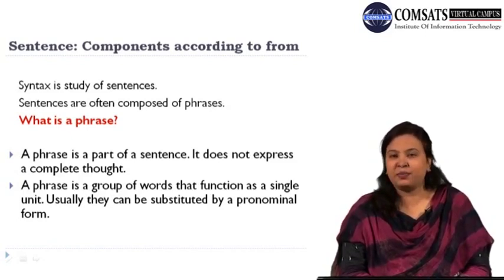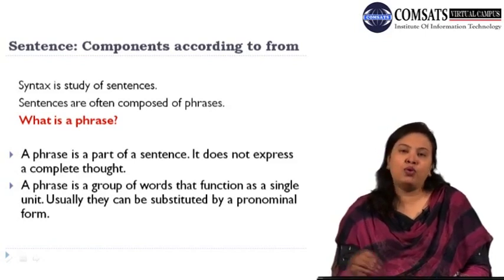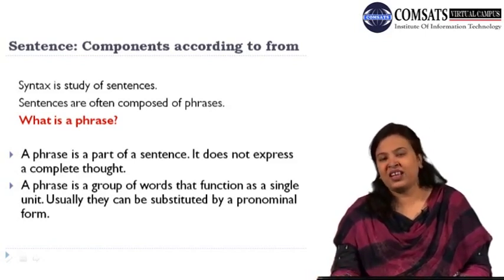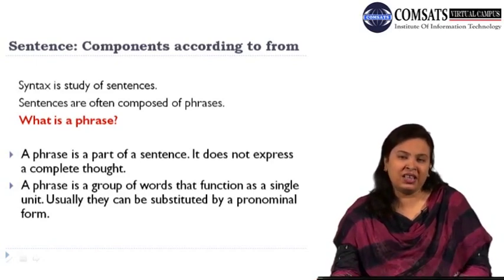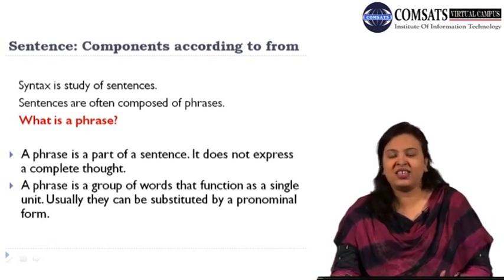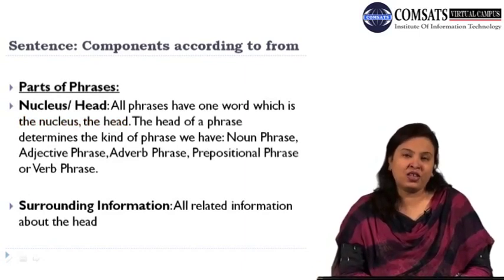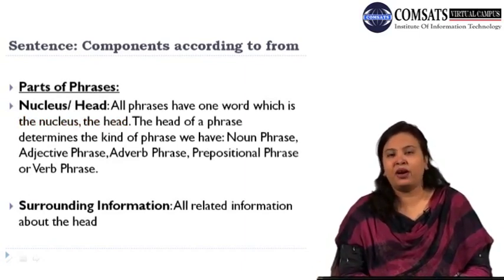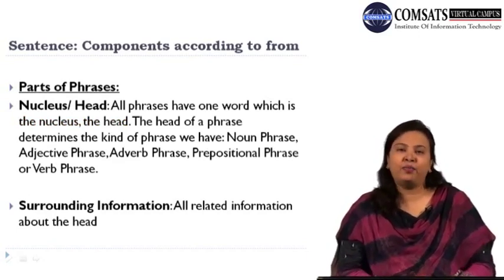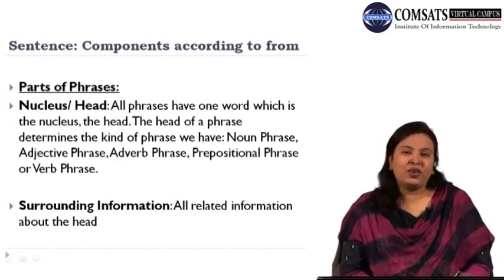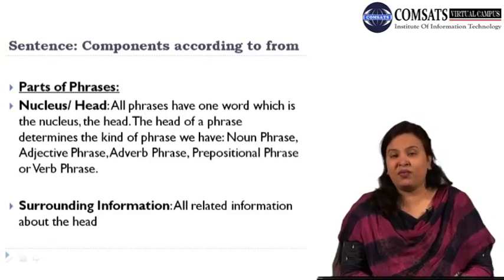Usually they can be substituted by a pronominal form. Always in a phrase there are two to three words. There is no restriction; phrases can be longer, eight or ten words can be there, but minimum there are two to three words that make a phrase, and there are different parts of phrases as well, and types of phrases as well. Now what are the parts of phrases? The first important part of a phrase is a nucleus or a head, the central thing which is composing a phrase.